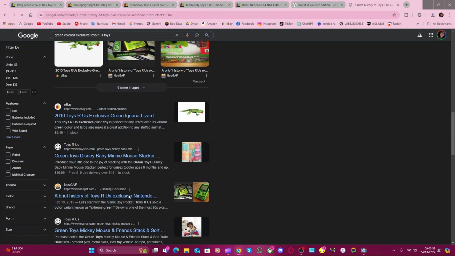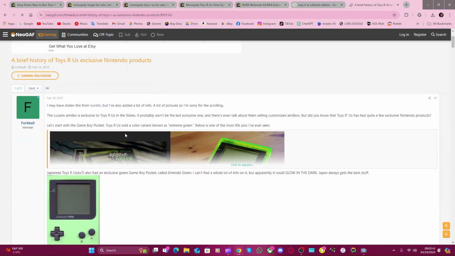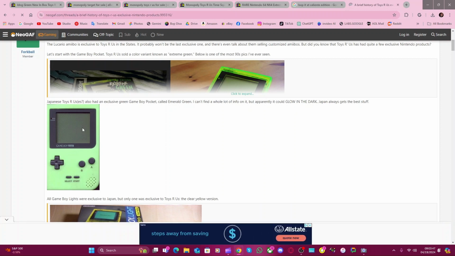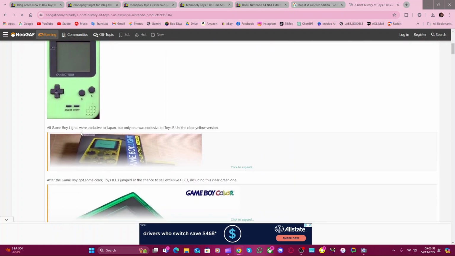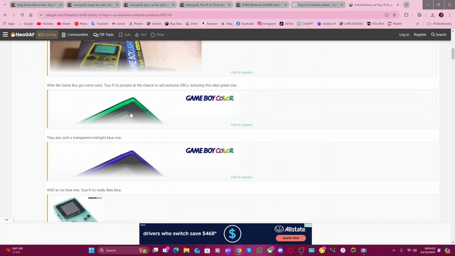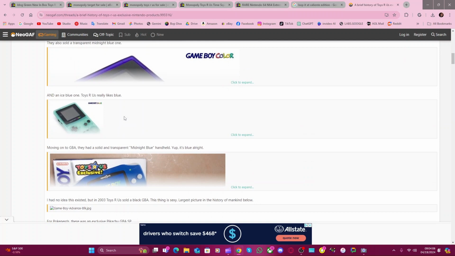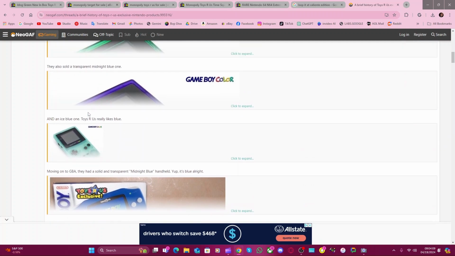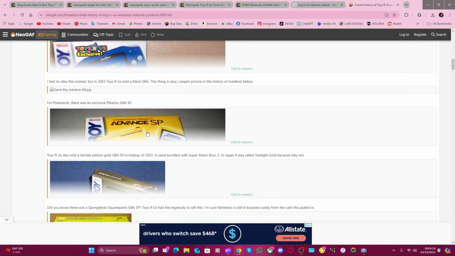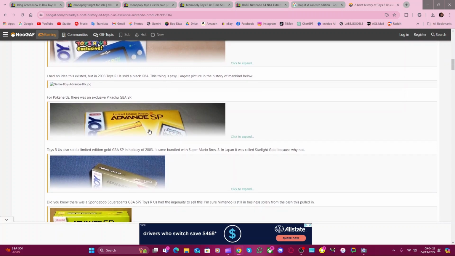Here we go. A brief history of Toys R Us exclusive Nintendo products. Japanese Toys R Us had an emerald green Game Boy Pocket, which was a smaller version of the Game Boy released in the 90s, and it used to glow in the dark. They had a clear green Game Boy Color, an ice blue, a midnight blue Toys R Us exclusive Game Boy Advance, and a limited edition Pikachu Game Boy Advance SP.